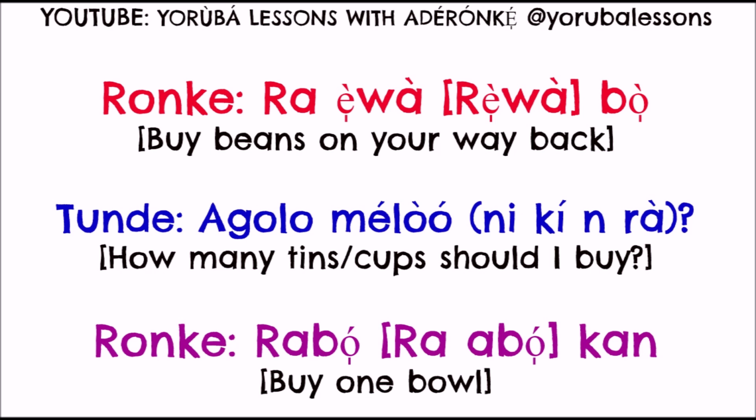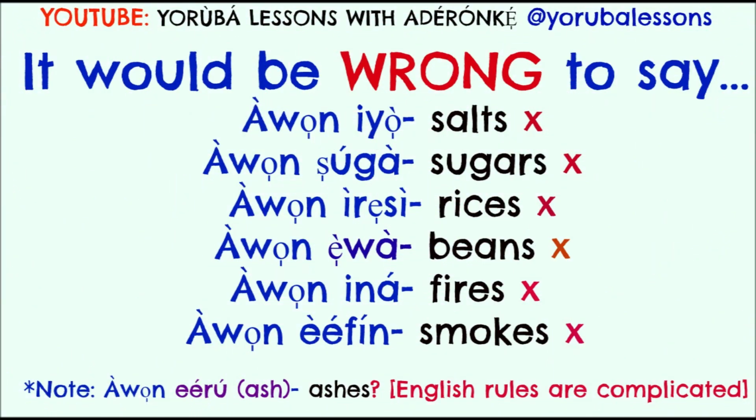And then Ronke would say rabokan. Ra abokan. Buy 1 bowl. Abokan, 1 bowl. Ra is buy. Ra, buy. Rabokan. It would be wrong to say, that's why I said this is the exception, it would be wrong to say I want your salts. I want sugars. I want iresi, rices. I want ewa, beans.